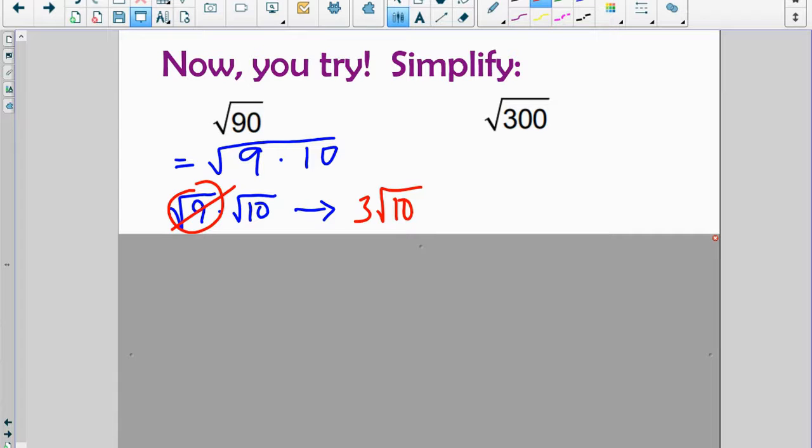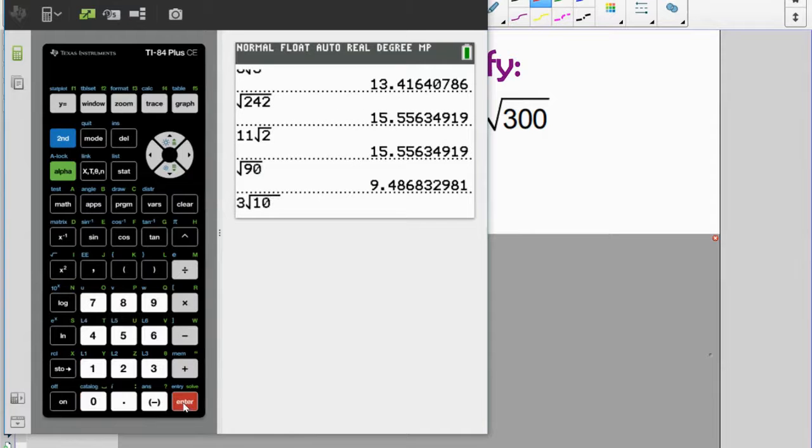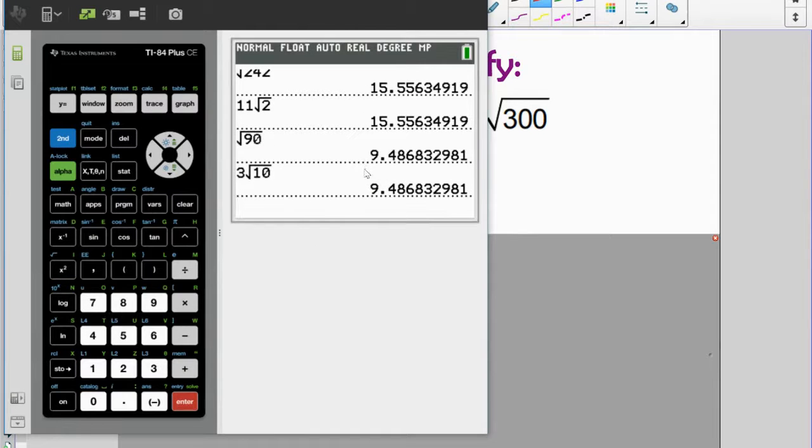So notice I'm only simplifying the part that I crossed out. The square root of 10 cannot be simplified. It's a decimal value, and I can't simplify that any further using the same process. So we should get 3 times the square root of 10. Let's check and see if that is the same as the square root of 90. So 3 times the square root of 10, enter, and it is the exact same thing as the square root of 90.